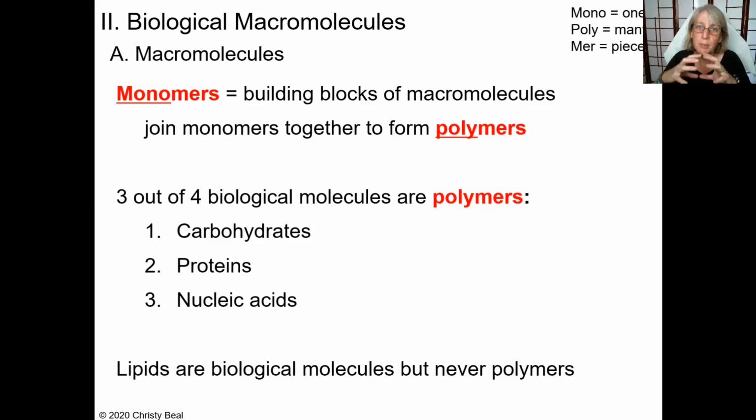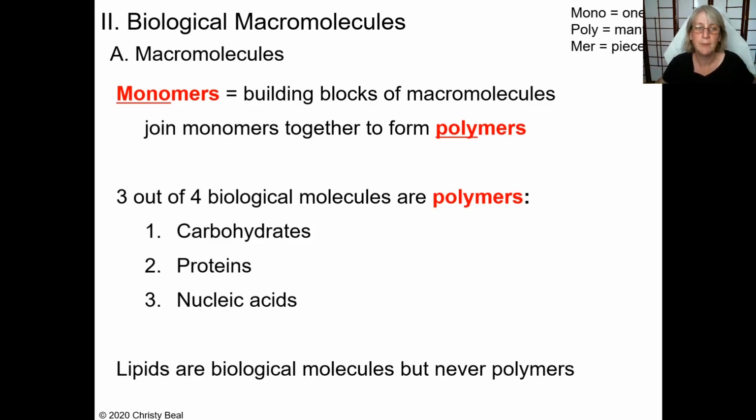Macromolecules are big molecules, but they really mean within the context of biology. Macromolecules are built up of subunits, single building blocks. We call them monomers. Mono means one. Mer actually means piece. So these are one pieces. Those building blocks are then built together to make long chains of pieces, long chains of mers, polymers.